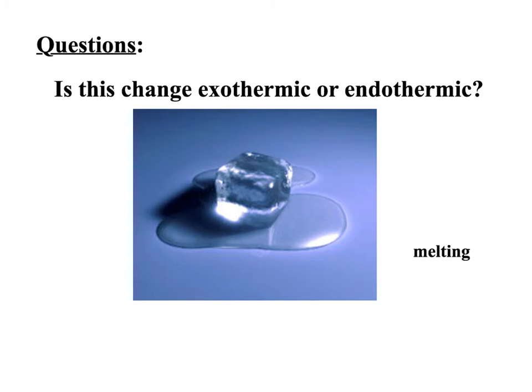Here are some questions for you. Ice melting, is this change exothermic or endothermic? Well, if the energy is coming out of the ice melting, it's exothermic. If energy is going into the ice melting, it's endothermic. Well, let's see, if I needed to melt a big piece of ice quickly, I might put it in a pan and put it on the stove and turn on the stove, which means I would be adding heat into the ice, so it would be an endothermic change.